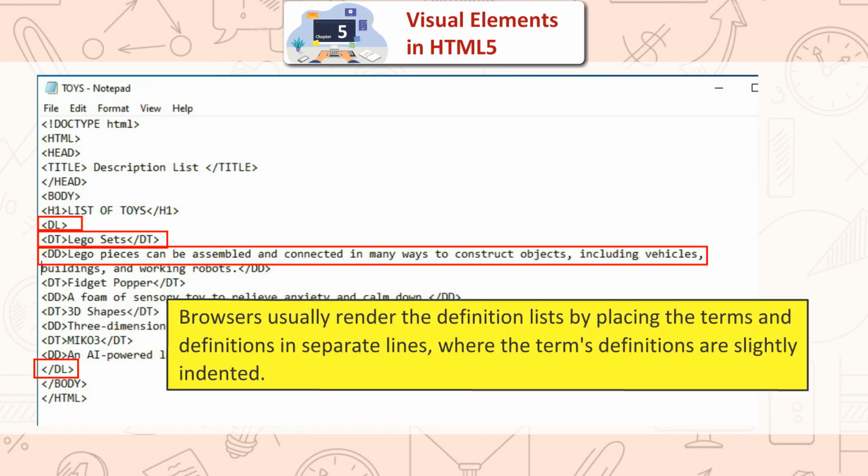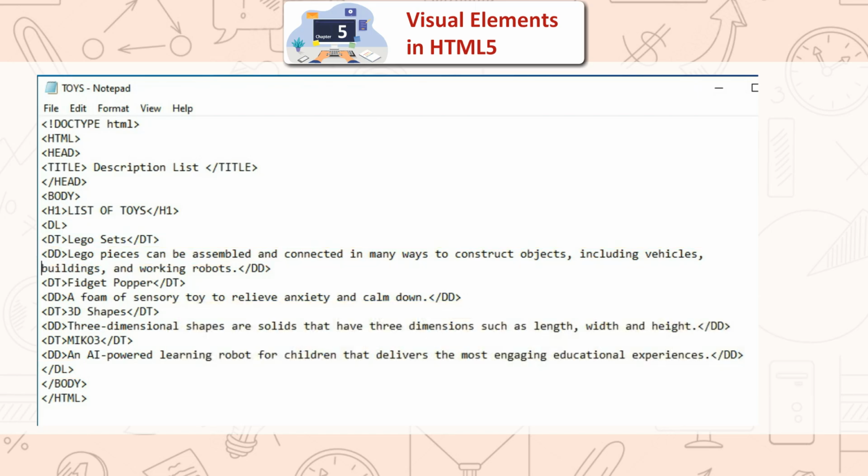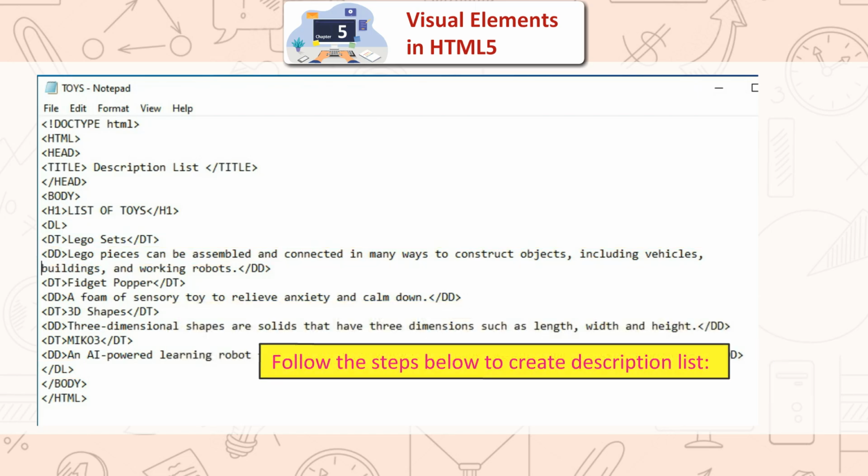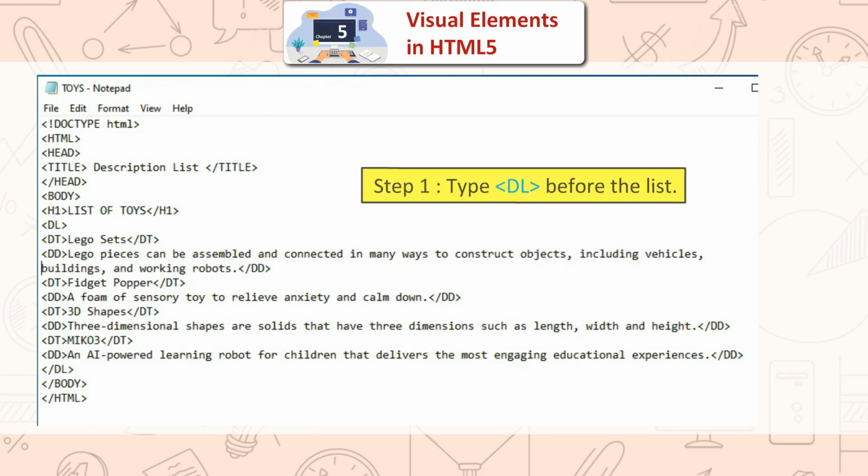Browsers usually render the definition lists by placing the terms and definitions in separate lines, where the terms' definitions are slightly indented. Follow the steps below to create a description list.